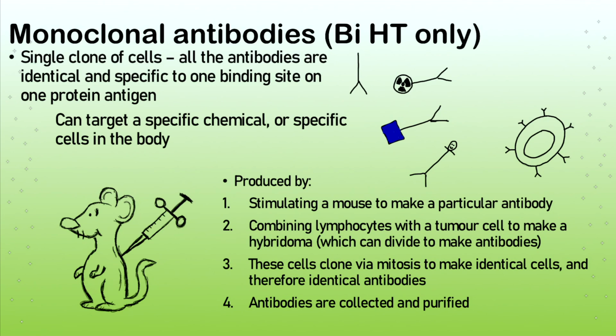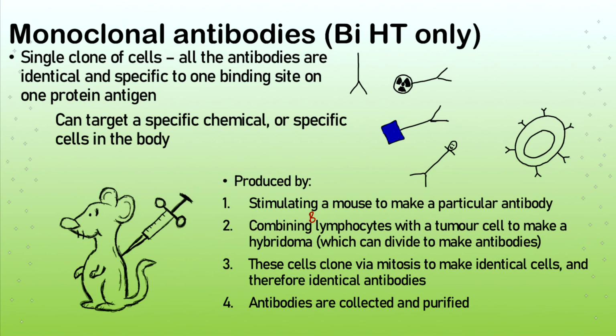So how do we produce them? Well, the first phase is to actually work with a mouse, and we stimulate the mouse to make a particular antibody. So we might inject the mouse with some antigens, but generally trying to get an immune response. We'll then take the white blood cells from the mouse by taking out its spleen, and from those we take out lymphocytes, which are the cells that produce antibodies. These are actually B lymphocytes. And these B lymphocytes we then combine with a tumour cell, because tumour cells reproduce rapidly.